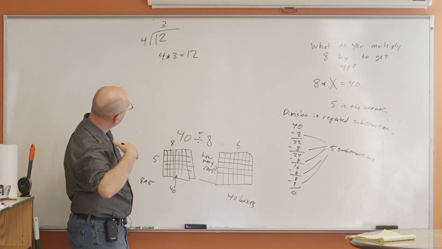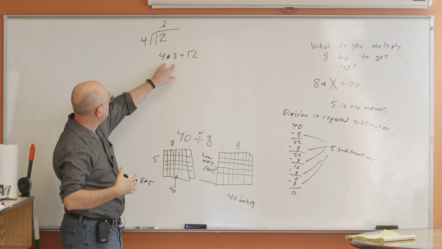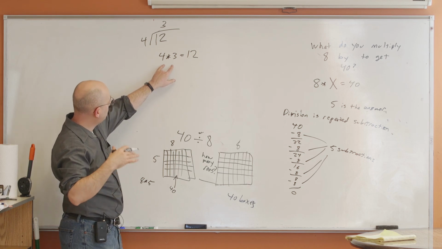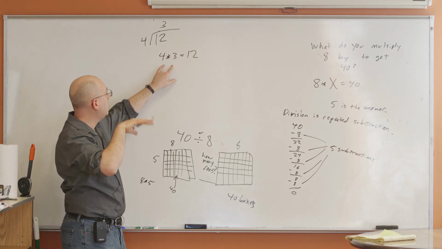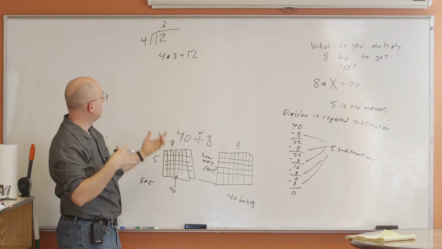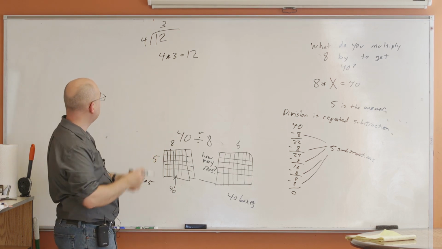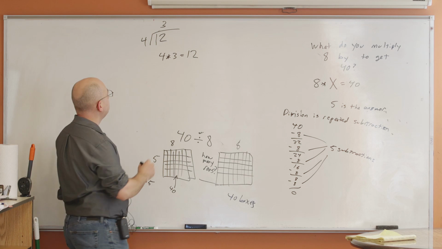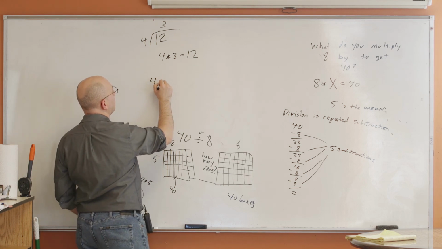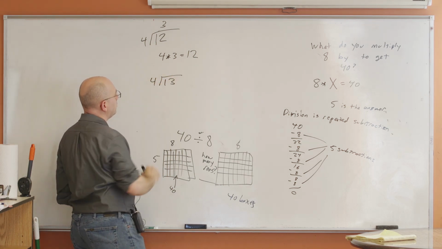You should just remember the multiplication stuff and be able to reverse it. These are the fundamental facts, the single digits into these doubles. Now, what about 4 into 13?